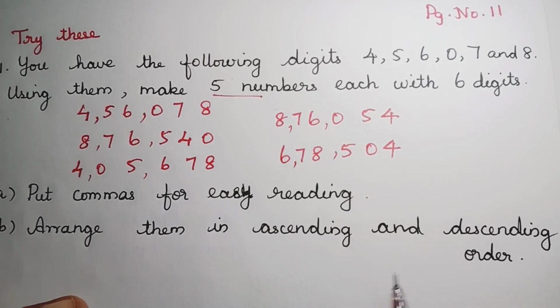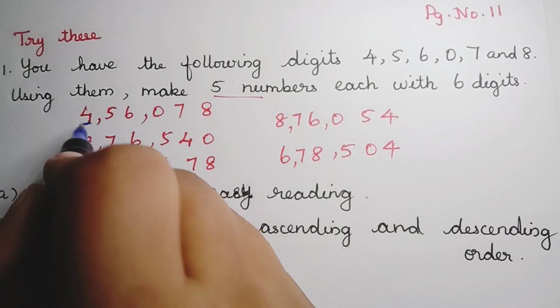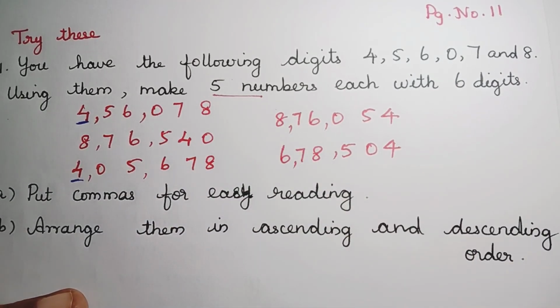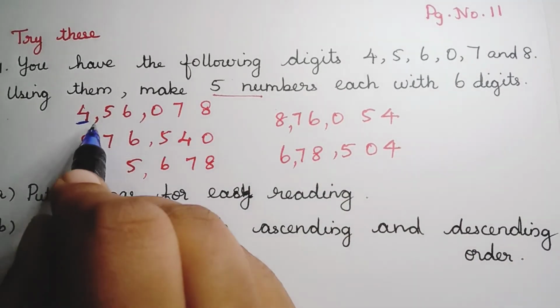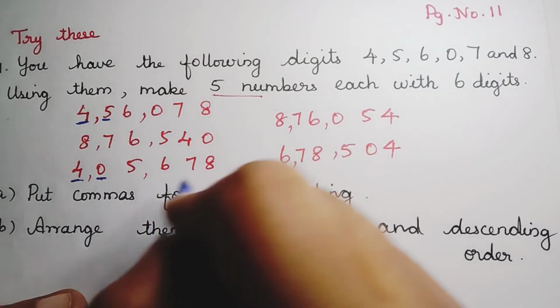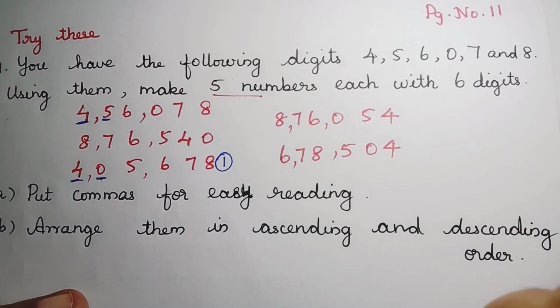Okay, so arrange them in ascending and descending order. So how will you arrange it? So I will put the numbers for ascending order here. So check the first digits. Okay, 4, 4, 8, 8, 6. So which one is smaller here? 4. So compare the next digits, 5 and 0. So which one is the smallest here? This one is smallest, and this is the first number in ascending order.